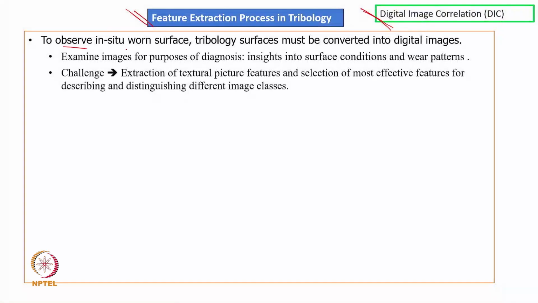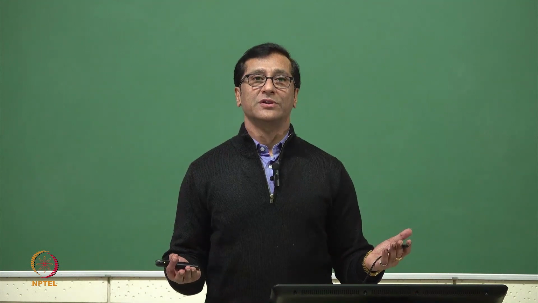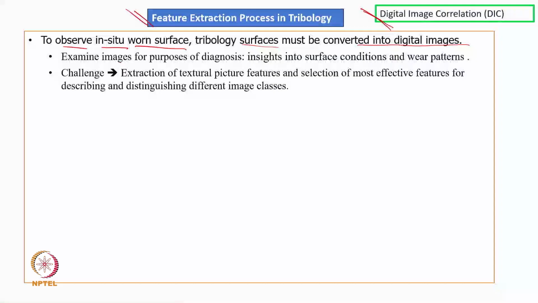So what we say: to observe in situ one surface, tribology surfaces must be converted into digital images. Something is in the black box, we take an image and try to analyze it. If we are able to analyze it, can we really figure out what the wear is? So examine the image for the purpose of diagnosis, so that we get insight into the surface condition and relate it with the wear patterns. If it is possible, it will be good. So I am just trying to introduce the subject here.